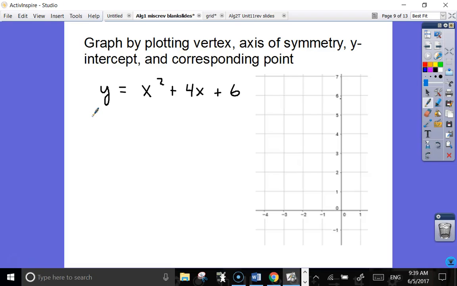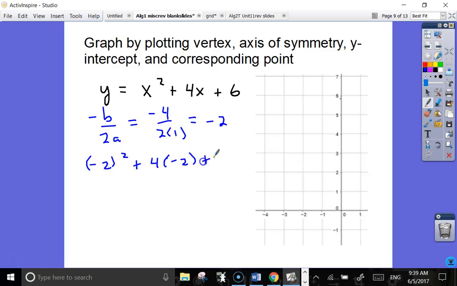Sorry. Okay, so first, negative b over 2a, what is it? Negative 4 over 2 times 1, which is negative 2. Okay, then we plug it in. Negative 2 squared plus 4 times negative 2 plus 6, which is 4 plus 6 is 10 minus 8 equals 2. So the vertex is negative 2, 2, right? So negative 2, 2, plot the vertex.